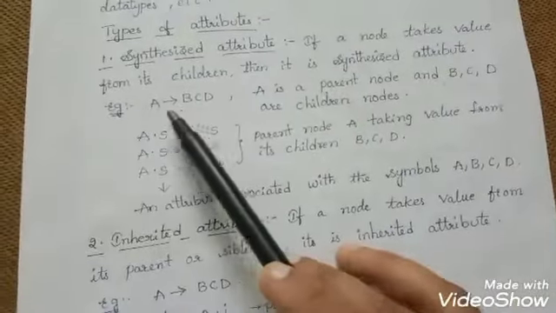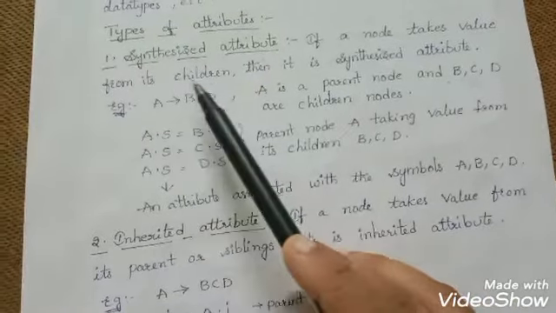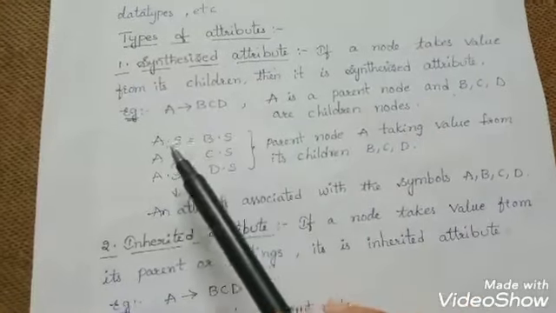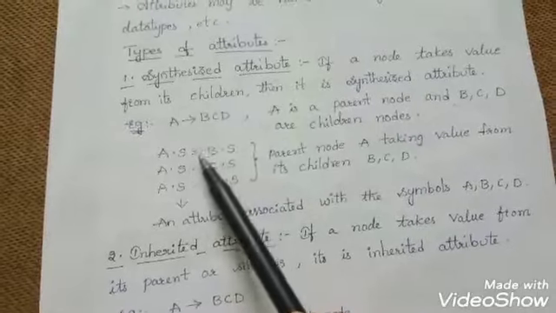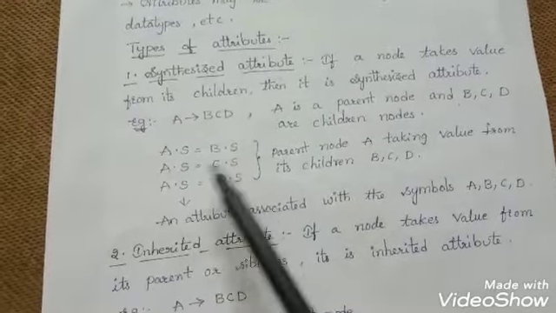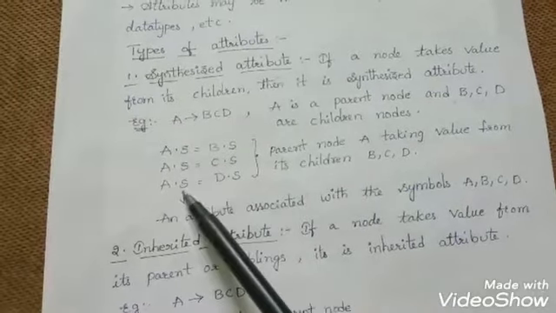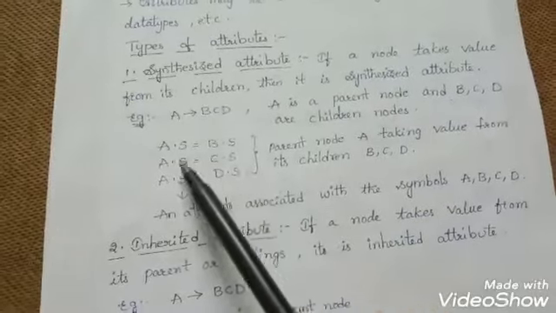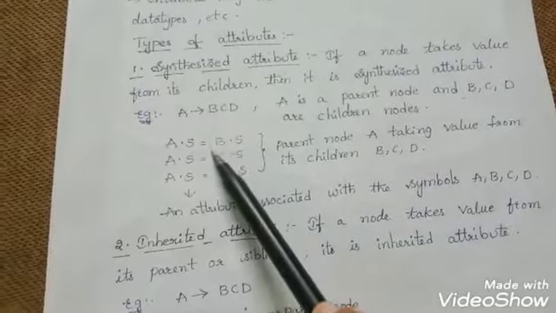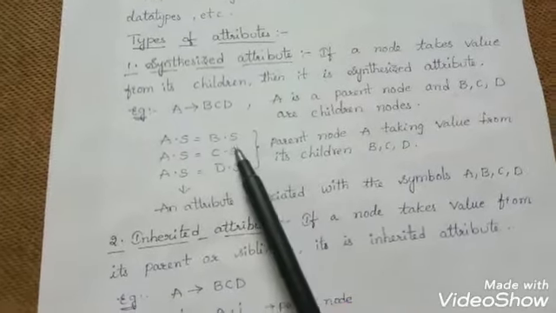For example, consider A tends to B, C, D. Here A is called the parent and B, C and D are called the child nodes. So here A.S is equal to B.S, A.S is equal to C.S, A.S is equal to D.S. Here A is the parent and B, C, D are the children. So here parent node A is taking values from its children B, C and D. So this is called the synthesized attribute.